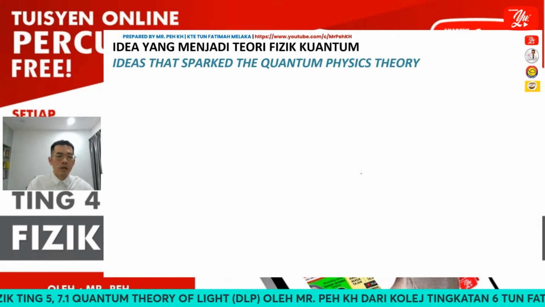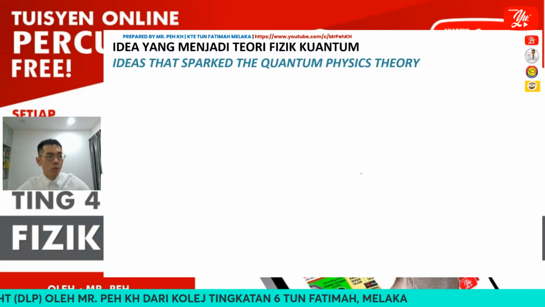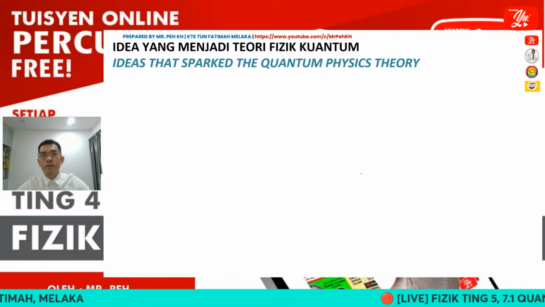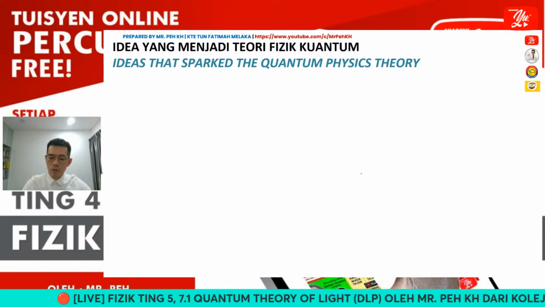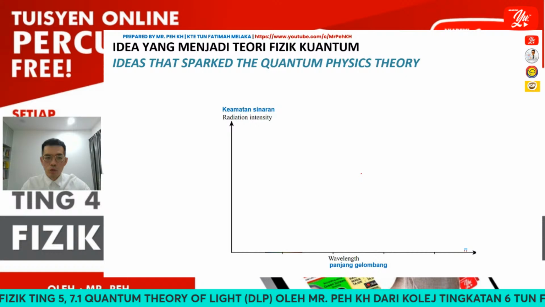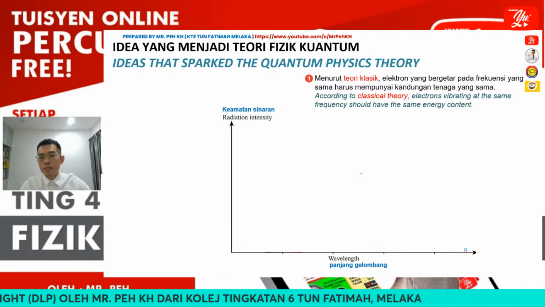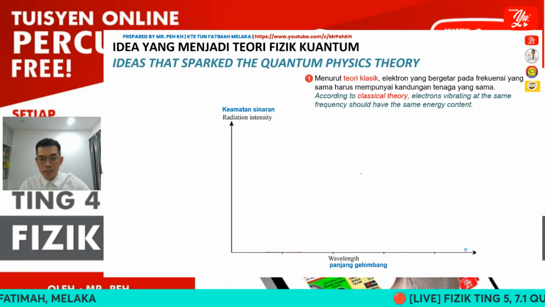Okay, so after you understand the black body, we also discuss the black body curve. This is a graph where we compare the intensity of light against the wavelength or frequency of the light. Here we want to compare the contradiction between the classical theory and the quantum theory we want to discuss today.